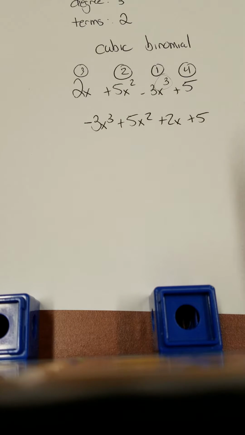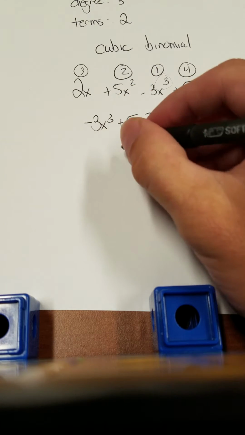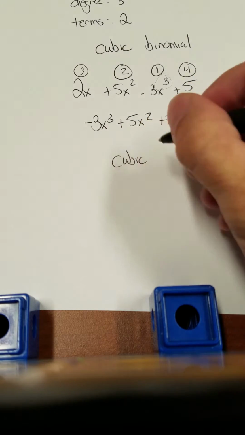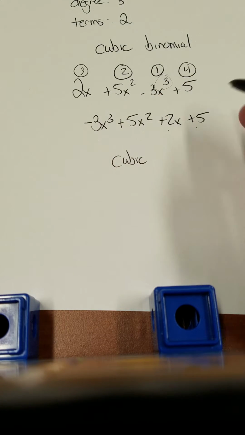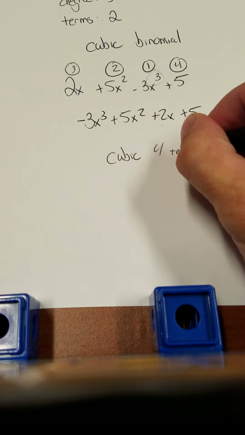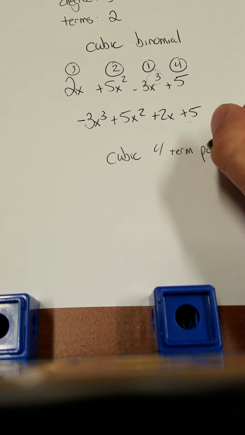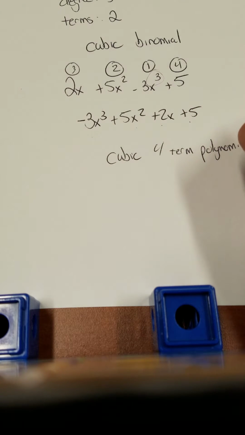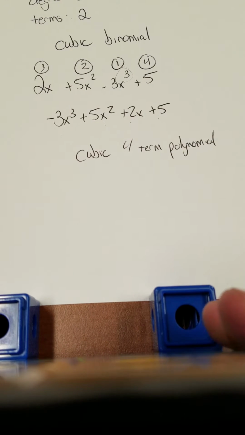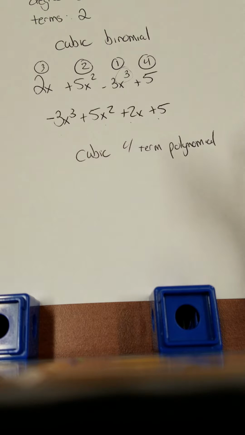Now we need to name it. Naming it, the degree is 3, so it's a cubic. And then there are 1, 2, 3, 4 terms, so 4-term polynomial. And sometimes you'll just see that called a polynomial, so a cubic polynomial. But for right now, we're going to call that a 4-term polynomial.